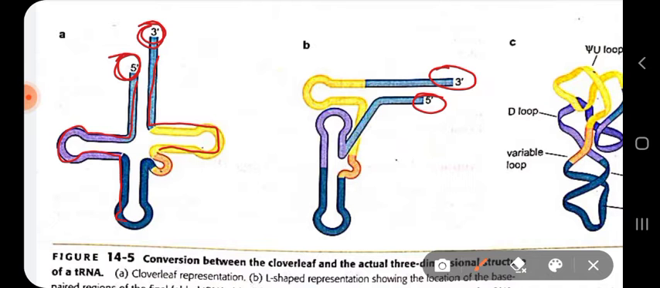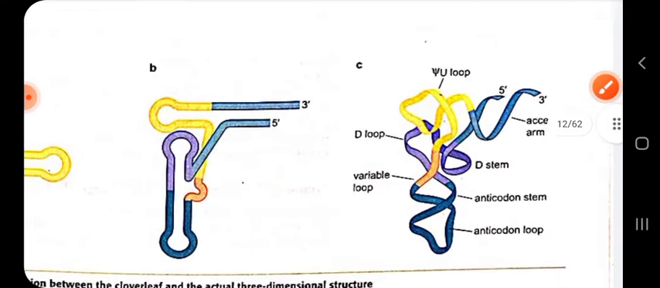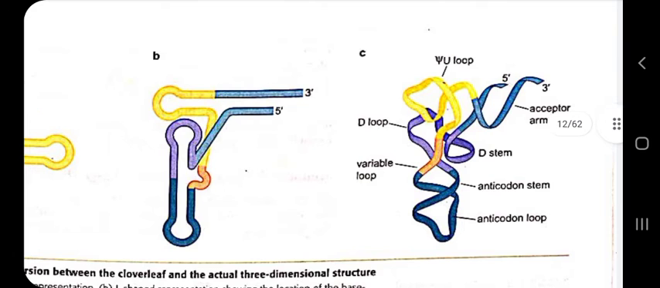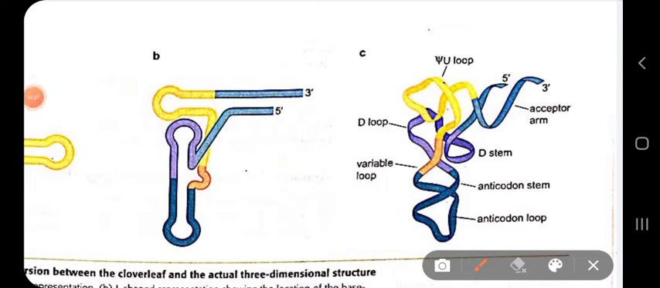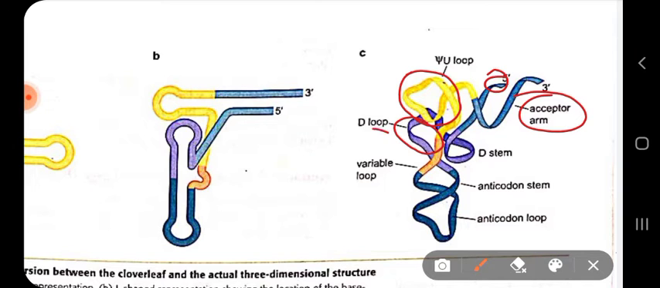We can also see the ribbon structure, the ribbon model of tRNA, which shows that this is the acceptor arm, this is the 5 prime side, this is the T psi U loop, and this is the D loop, which is present just behind the T psi U loop. The variable loop is shown in orange color. The D stem shows this one.